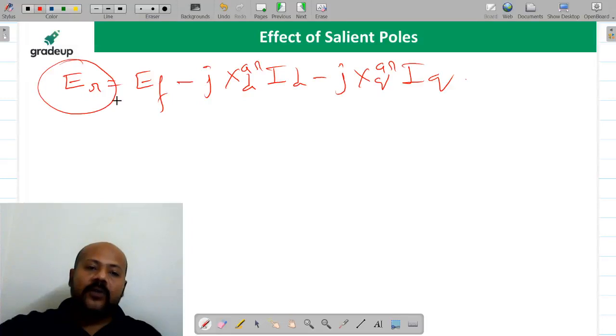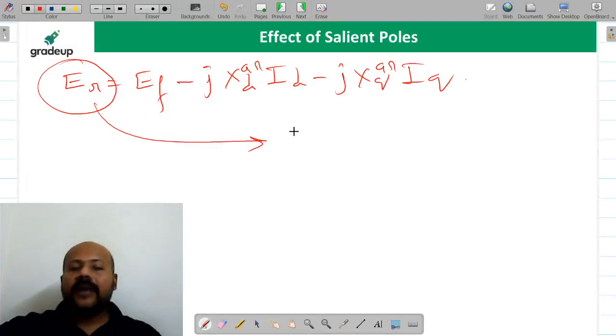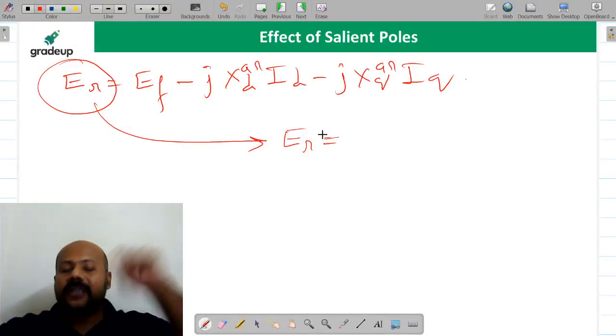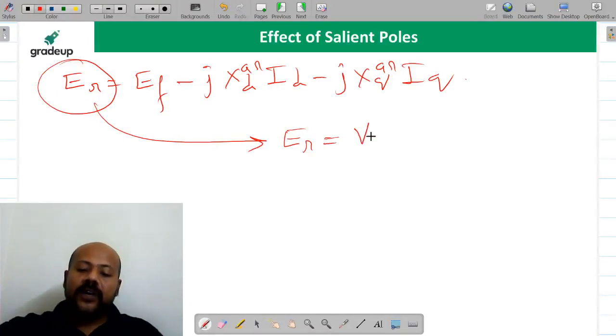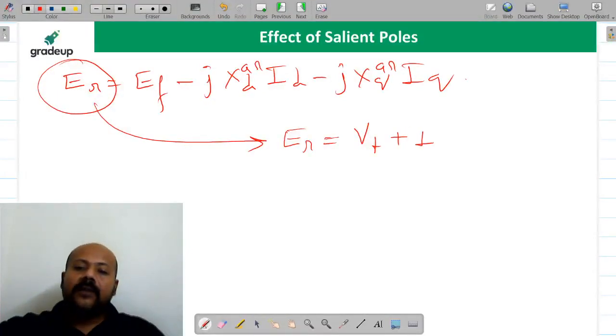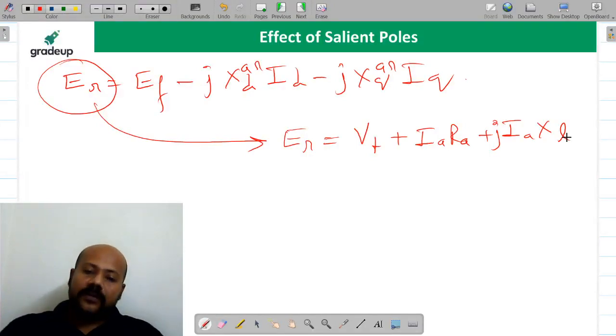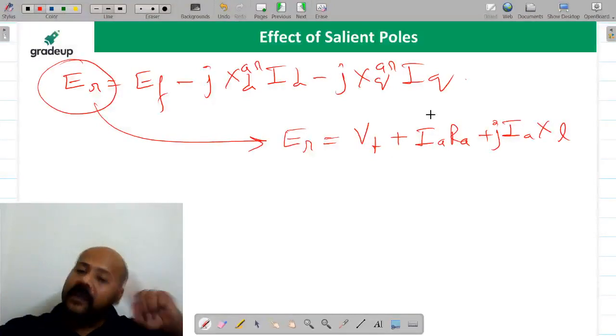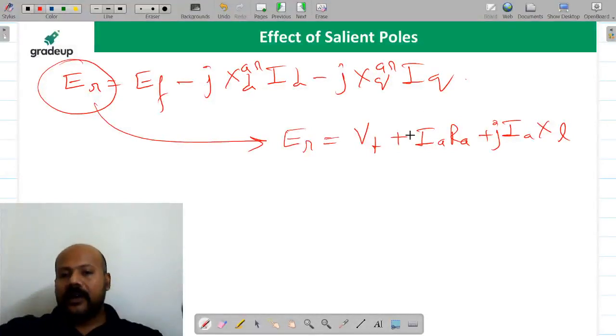Now, beta, I am going to write for this ER. Can you tell me what is this ER, beta? Can you tell me what is this ER? For a generator I am asking. Can you tell me what is this ER for a generator? Beta, this is going to be the terminal voltage VT. In terms of phasor summation, I am writing VT plus IARA plus JIAXL. Yes or no? If you remember the phasor diagram for the cylindrical rotor, you will remember this.